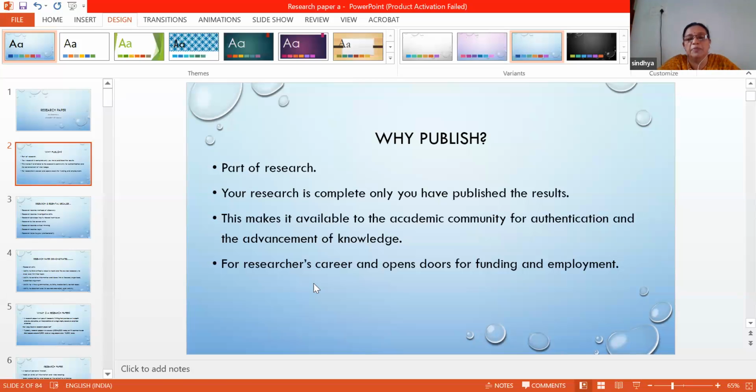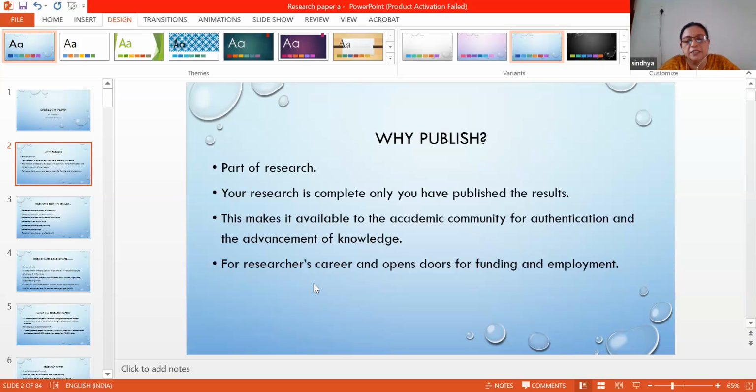So we have to publish our research. That is why publication is very important, and it opens doors for funding and employment also. If a result is better accepted, many funding agencies may be open to us, so that it can be our further growth. Also, publication is helping a researcher.